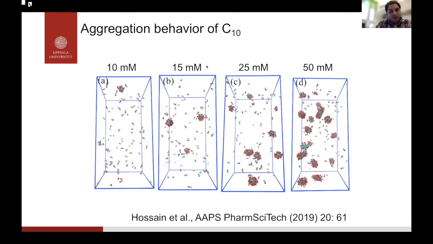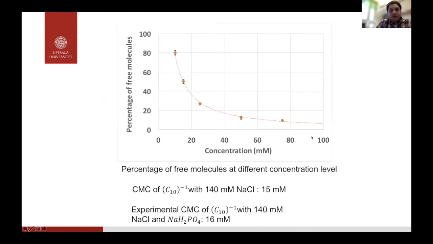So we performed this C10 aggregation behavior at different concentrations, and you can clearly see from these 4 different pictures that as the concentration increases, the amount of free monomer is decreasing, and the number and amount of aggregates is also increasing. So what we have done is that we performed 5 different simulations at 5 different concentrations, and we calculated the percentage of free molecules at each concentration, and we plotted it.